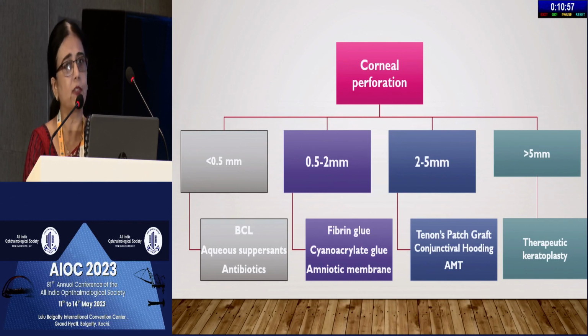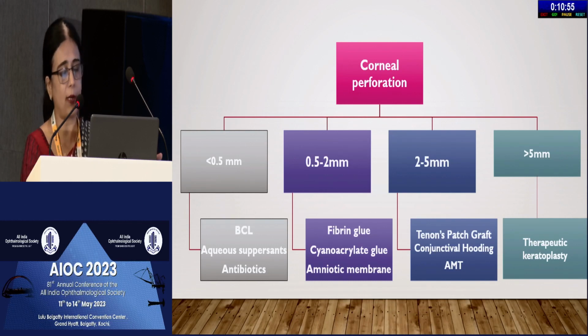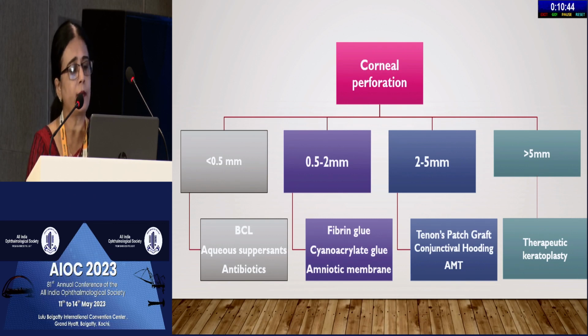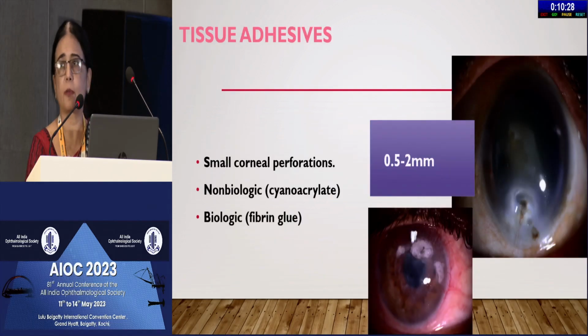Depending on the size of the perforation, small perforations can be managed easily with medical management and bandage contact lenses. Moderate size perforations may require gluing, amniotic membrane transplantation, Tenon's patch grafting, or conjunctival hooding, depending on the etiology and the site of the lesion. Larger lesions, more than 5 millimeter, may require keratoplasty, which can range from therapeutic penetrating to lamellar keratoplasty.